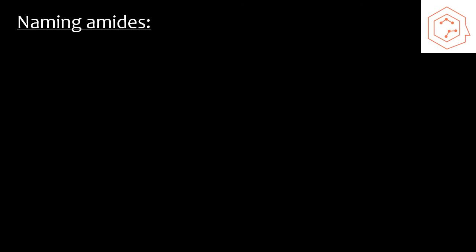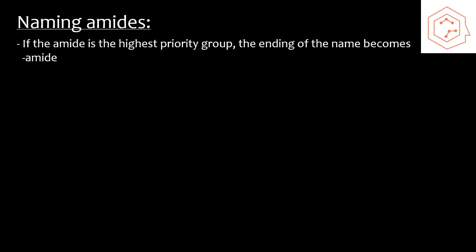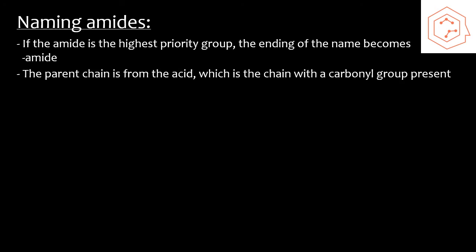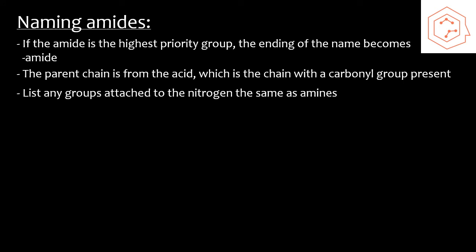So when naming amides, if they're the group of the highest priority, then the ending of our name just becomes amide. The parent chain is going to come from our carboxylic acid, which, remember, is the part that contains the carbonyl group, and we're going to use its chain length to precede the amide part. We also don't have to indicate the position of our amide group, as it's going to be located at carbon 1. Finally, any alkyl groups that are attached to our nitrogen atom are named similarly to amines, where we have an N with a hyphen in front of it to indicate its position.